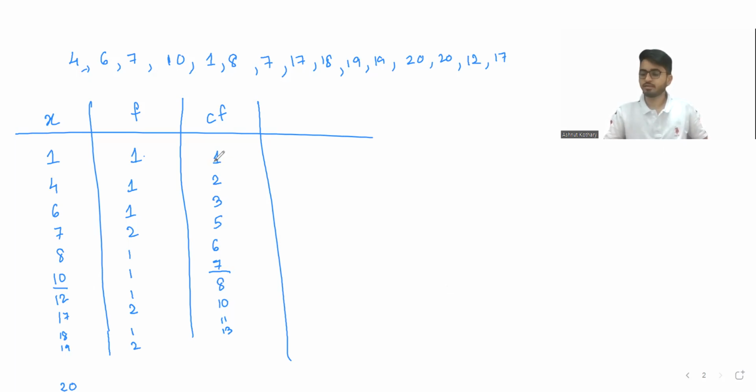This 1 means that there is one data point which is less than or equal to 1. 2 means there are 2 data points which are less than or equal to 4. 3 is for 6, 5 is for 7, 6 is for 8, 7 is for 10 only.